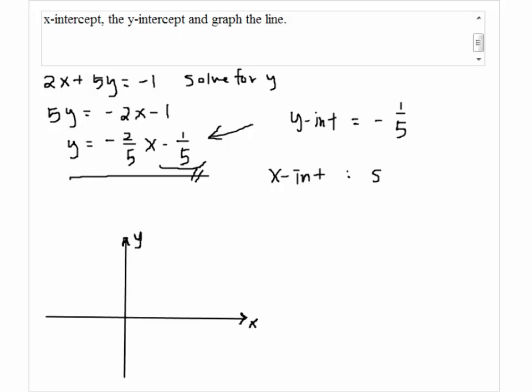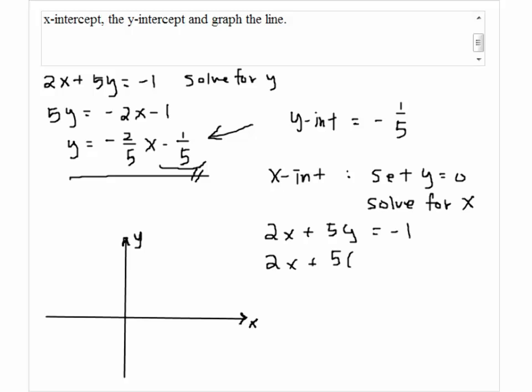To find the x-intercept, set y equals 0 and solve the equation for x. So 2x plus 5y equals negative 1 becomes 2x plus 5 times 0 equals negative 1. So 2x equals negative 1, so x equals negative 1/2. This is the x-intercept.